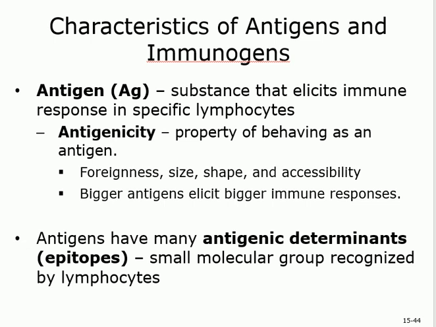If this antigenicity depends on the size, the shape, the accessibility: if it is big, it will make a bigger response; if it is small, it's going to make a small response. So antigens are different, and each antigen will have its own antigenicity.